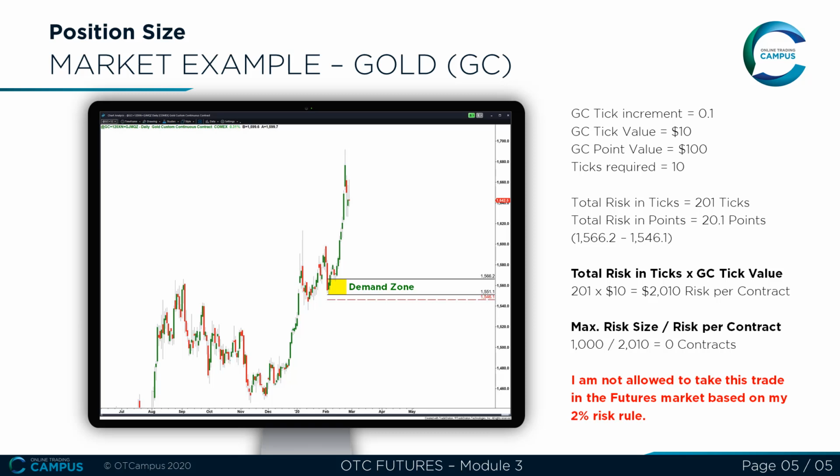So that's it for this lesson. In lesson 2 of module 3, we will be looking into a whole spectrum of possible risk scenarios in the futures market and of course solutions how to mitigate those risks. So stay tuned for lesson 2.